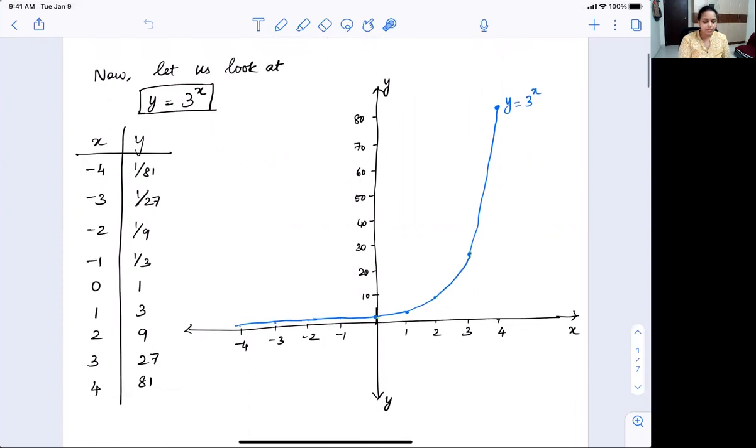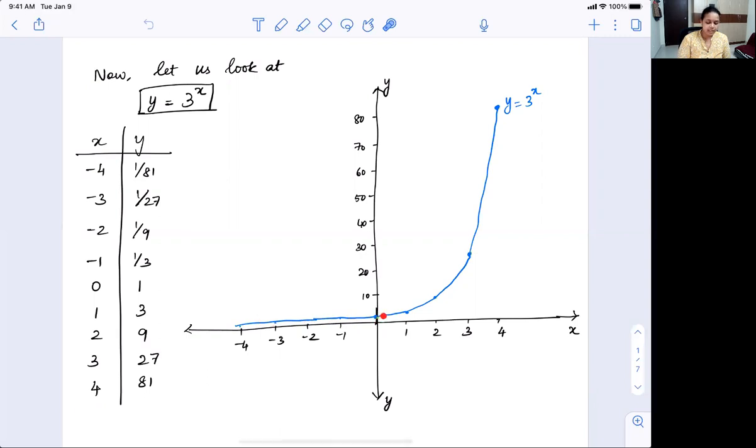Now I've mapped out different combinations of x and y for this particular function. And I have x values running from -4 to +4 and the corresponding y values. And I'm plotting them in this chart. Now notice that when x is less than 0, this function is having really small values. And when x is 0, y is just 1.